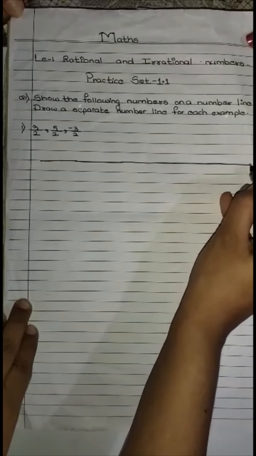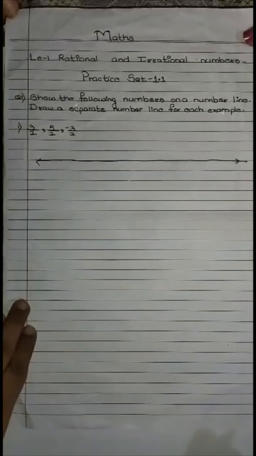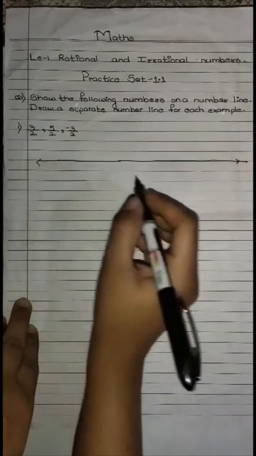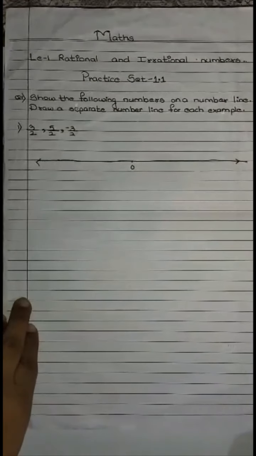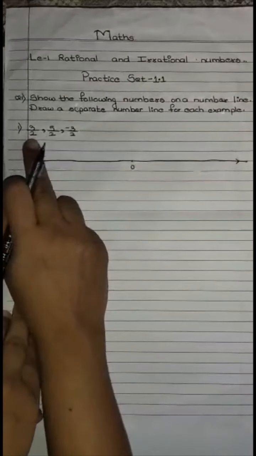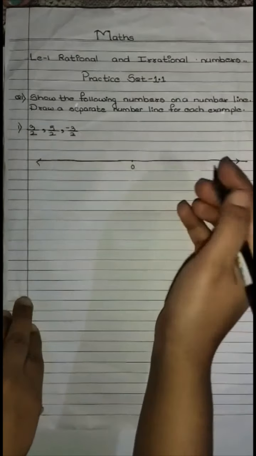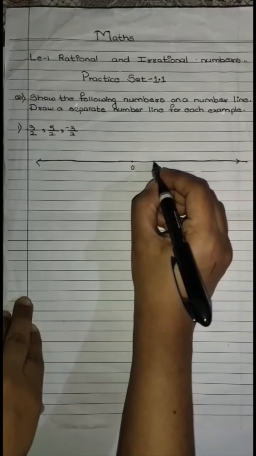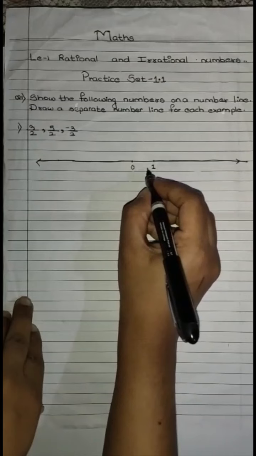When you draw the number line, you have to put an arrow on both sides because the arrow is very important for the number line, and in the middle of the line there must be a 0, that is the origin. Now see, here the denominator is 2, meaning you have to divide the right hand side from the 0 into two equal parts.